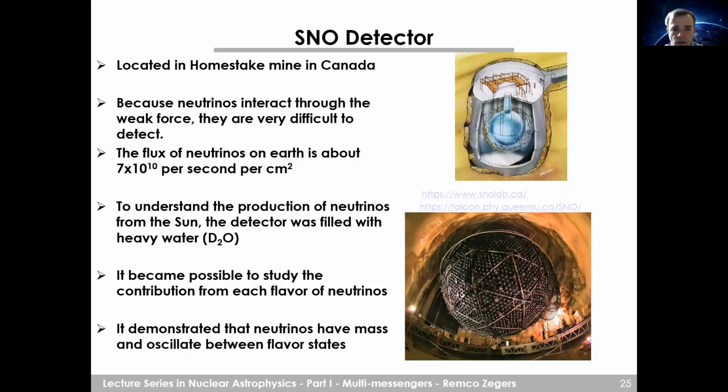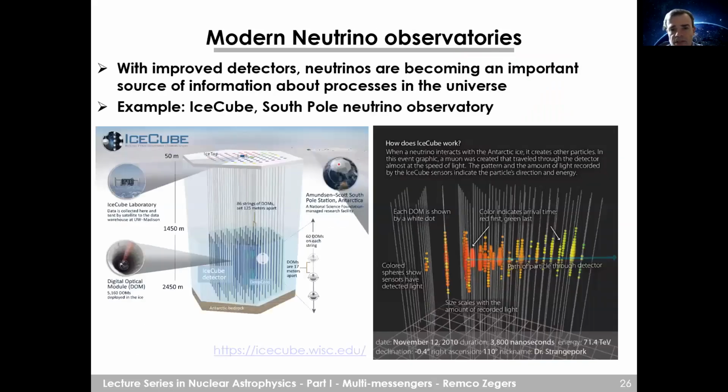And this SNO detector was very important to understand the production of neutrinos from the sun. So we could actually learn about the properties of the sun by measuring the neutrinos. And they did an experiment where they filled this detector with heavy water and then looked at the signals that were produced. And through this experiment, which is very famous, it became possible to study the contribution from each flavor of neutrinos that was coming from the sun. And it demonstrated that neutrinos have mass and oscillate between the flavor states. It's a very, very famous experiment.